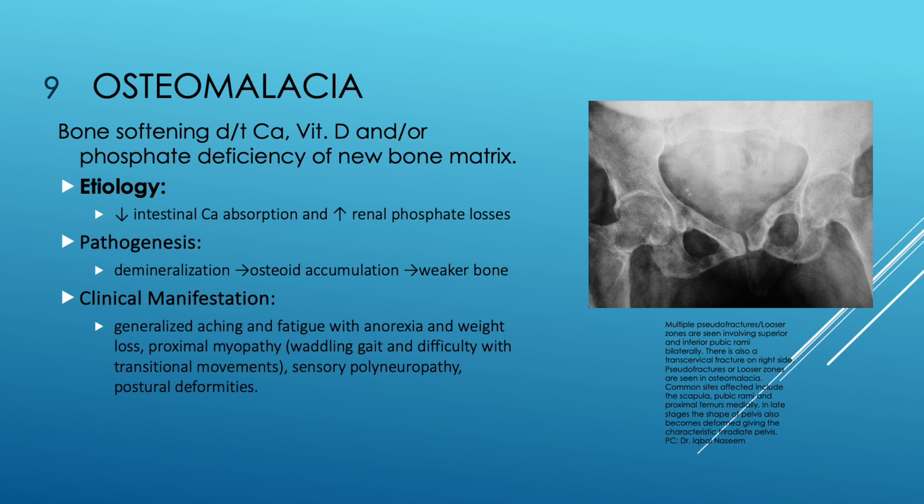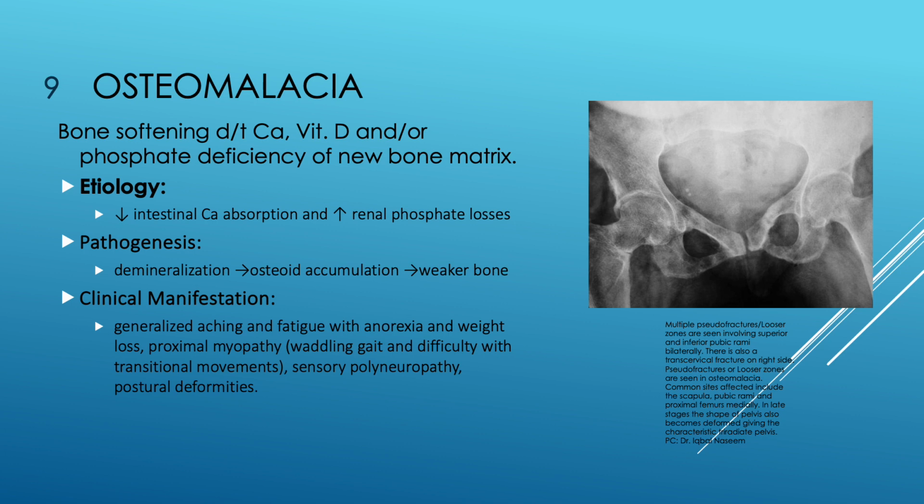Osteomalacia affects the bone matrix by causing a decrease in calcification and increase in uncalcified osteoid. Although the bone structure remains intact, the bone becomes softer and weaker due to insufficient mineralization.